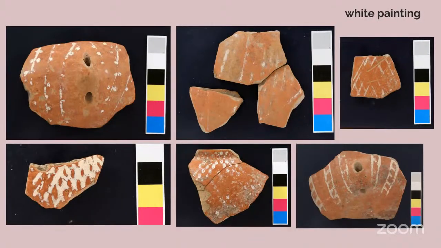So white painting differs in hues from pure white to yellowish hues, and it's usually of thick consistency. Sometimes it's applied in a thicker layer that you could feel under your fingers. And where the original surface of the paint is not preserved, it has a powdery texture.